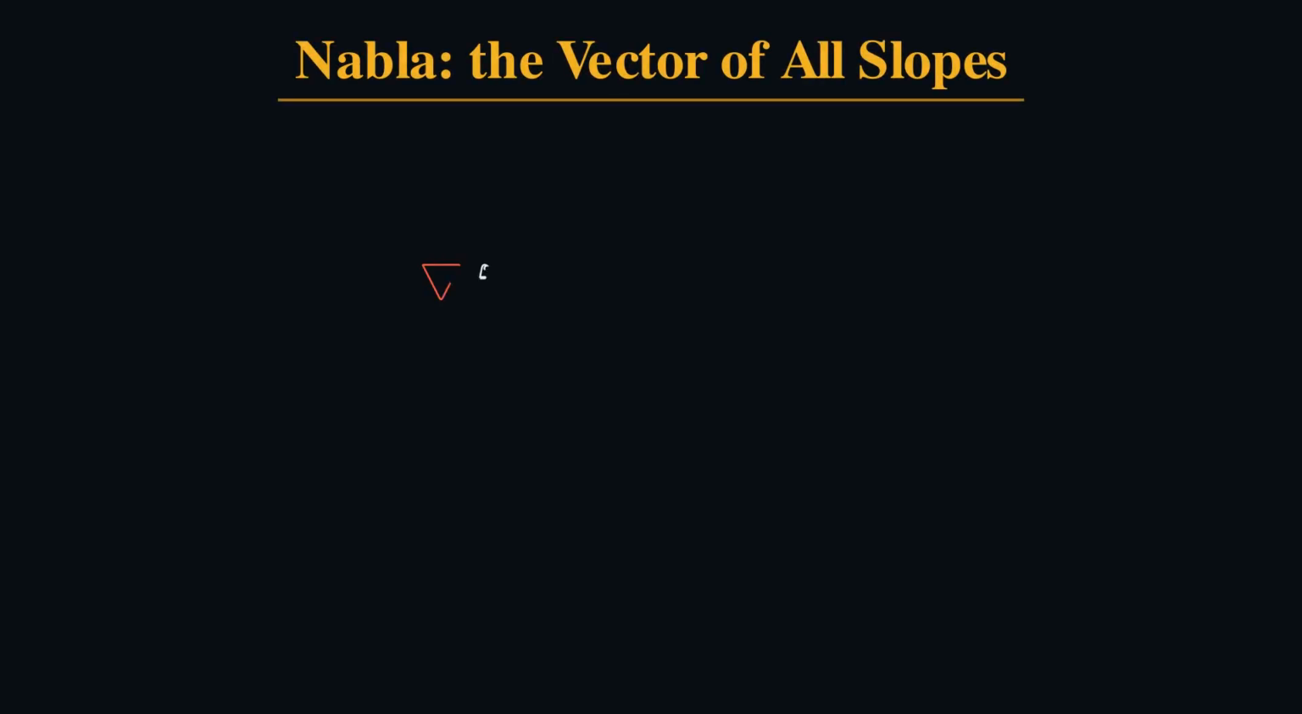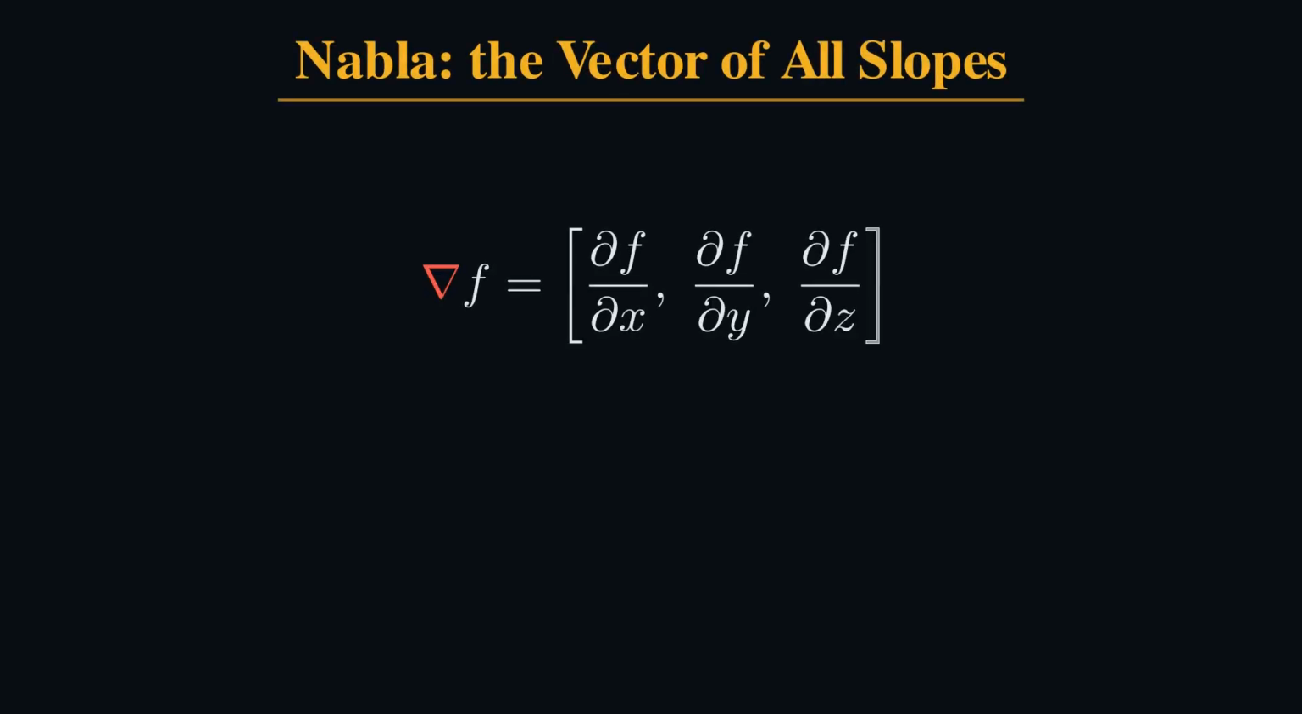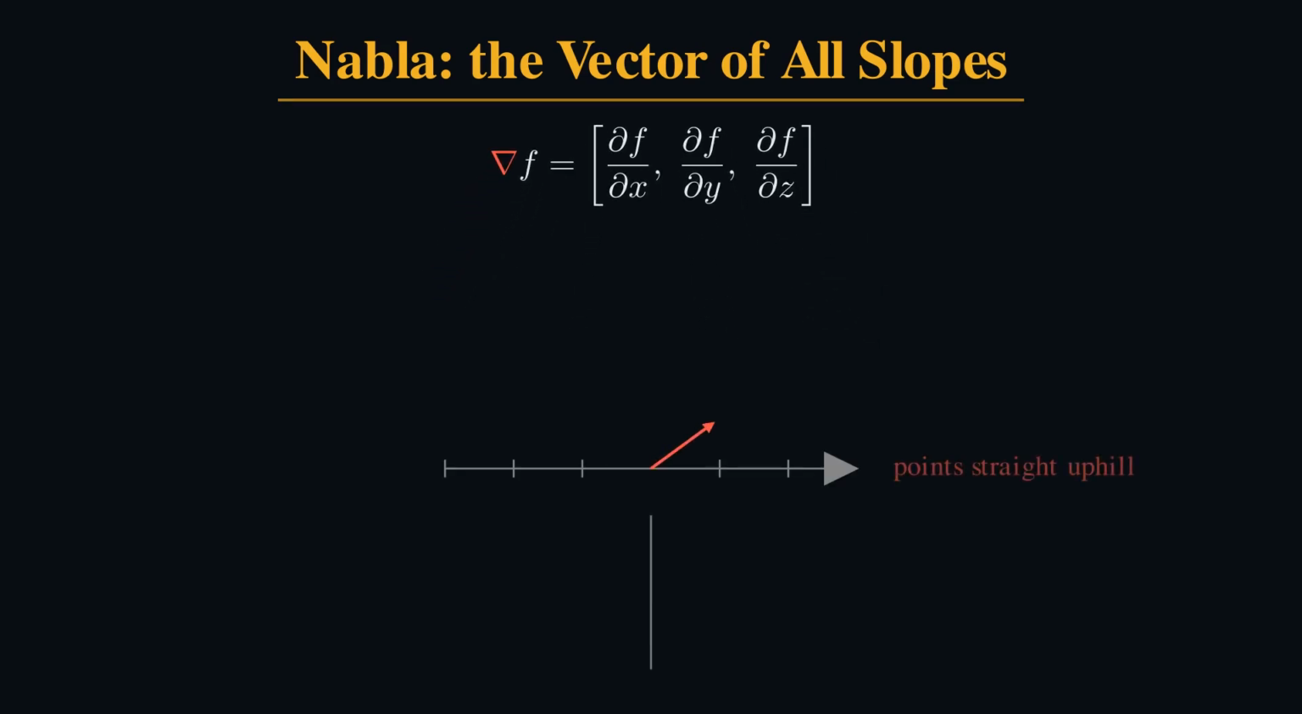Now we can decode the upside-down triangle, called Nabla, or simply gradient. It looks exotic, but it is just a tidy way to collect all the partials into one list. Nabla f is the vector of every partial derivative, one slope per input, and it has a beautiful meaning. The gradient points in the direction where the function climbs fastest, straight uphill. Flip it around, and you are heading downhill. That single idea, follow the gradient downhill, is how almost every AI model learns. We will build it for real in a future episode.